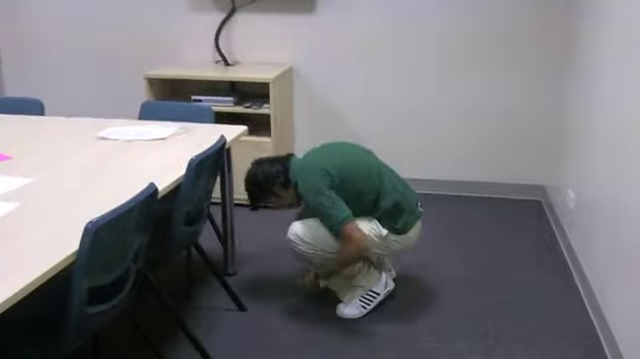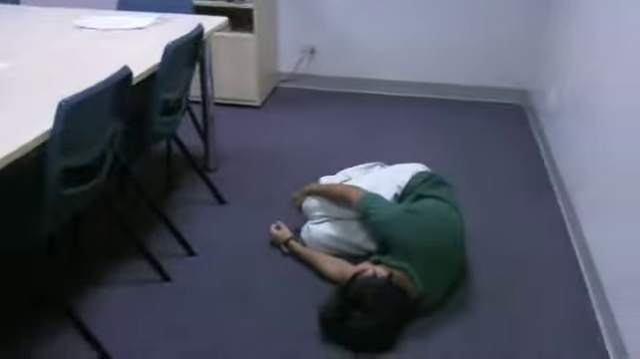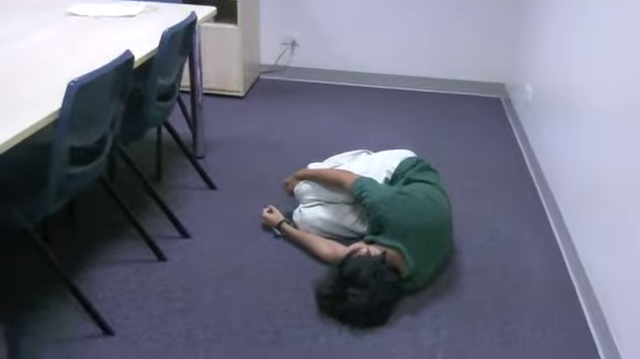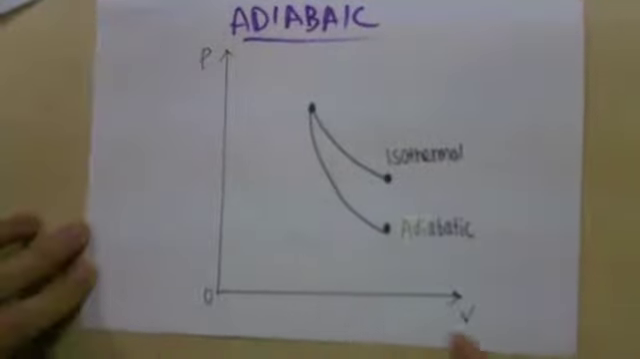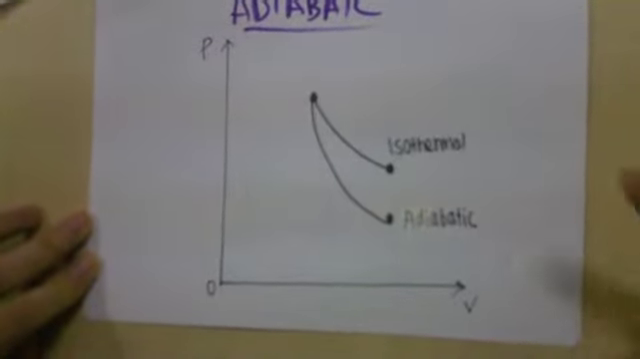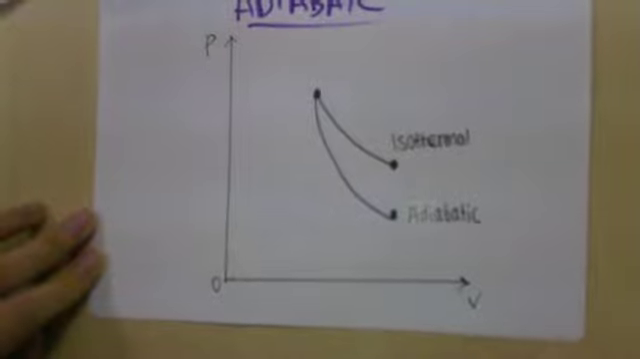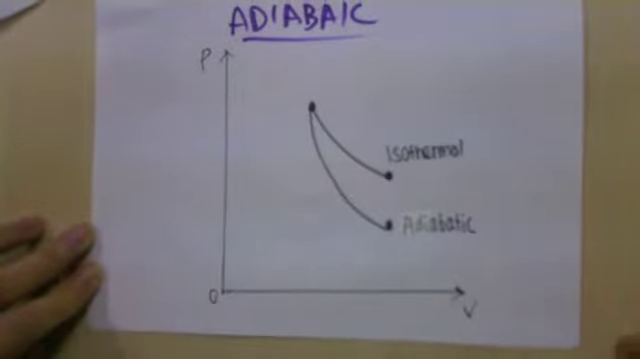Noah decreased his volume so fast and the temperature went up, and then suddenly he died because the temperature went up so fast. In adiabatic process, it is much like isothermal process, but the temperature changes, so it's much steeper than isothermal process.